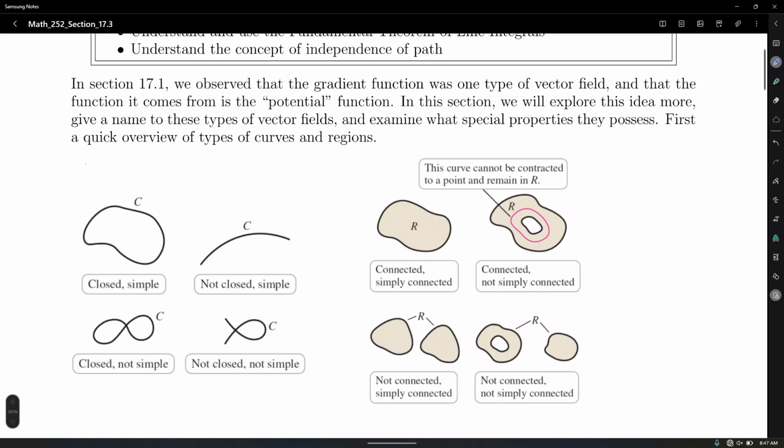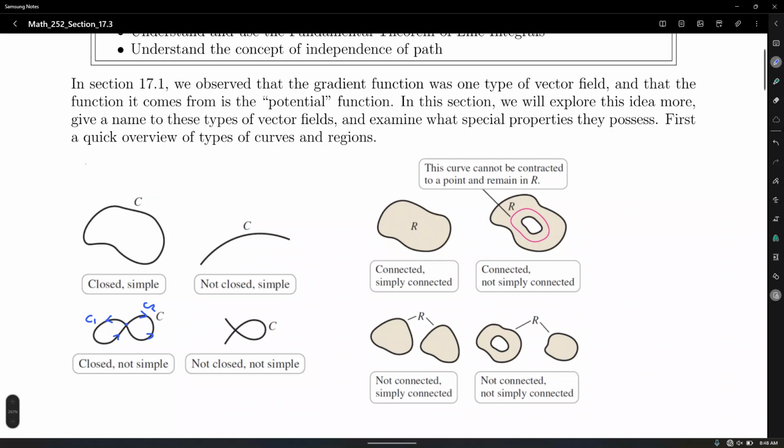What else do we have? Closed but not simple. The reason why this is not simple is that this C essentially divides this into, say, C1 over here, a sharp corner, and call it C2. So we would need to parameterize these two circuits here.